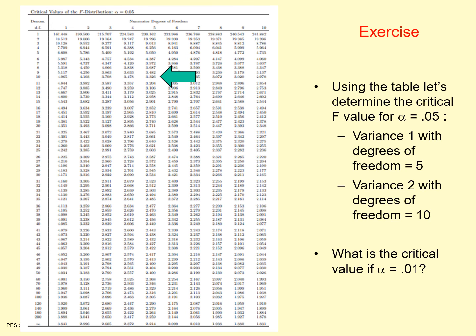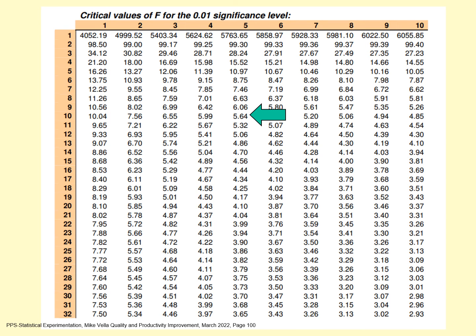What would be the critical value if alpha was 0.01 or 1%? That would be 5.64. It's a different table. Critical values of F for 0.01 or 1% significance level. Degrees of freedom 5 in the numerator. Degrees of freedom 10 in the denominator. 5.64 is the critical value.